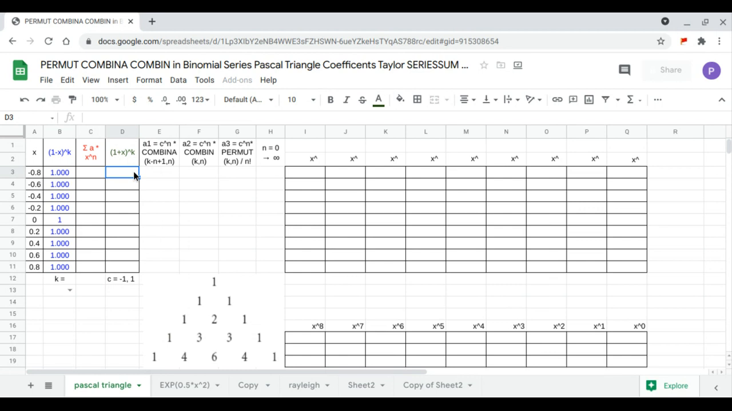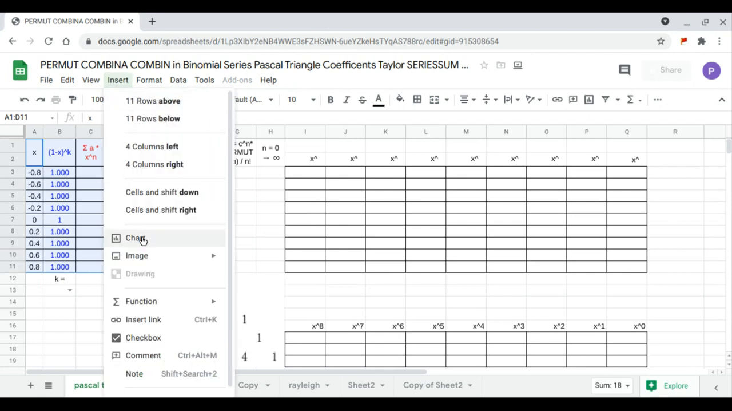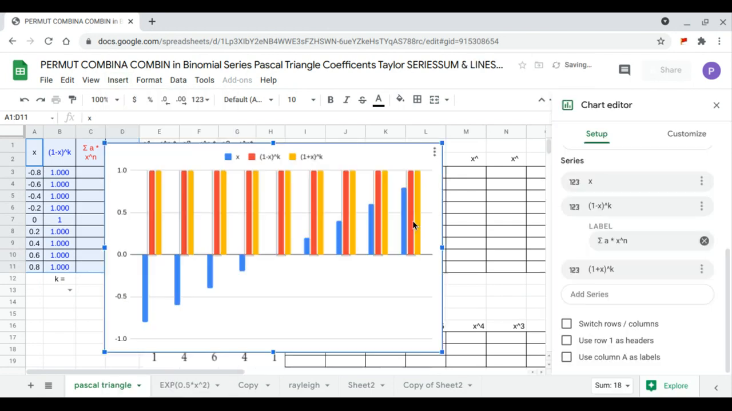And we continue with the 1 plus x to the power k. So array formula, the quantity 1 plus x raised to the power k. And we'll chart this. Insert chart. And we'll use scatter chart.